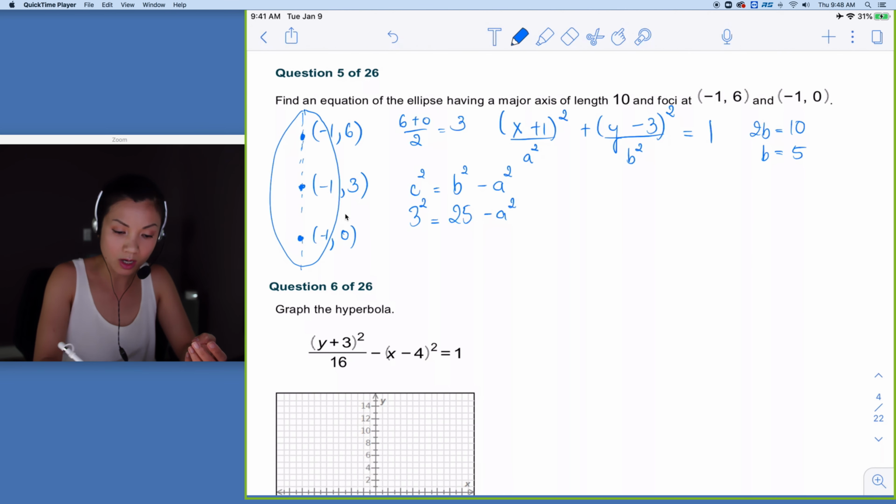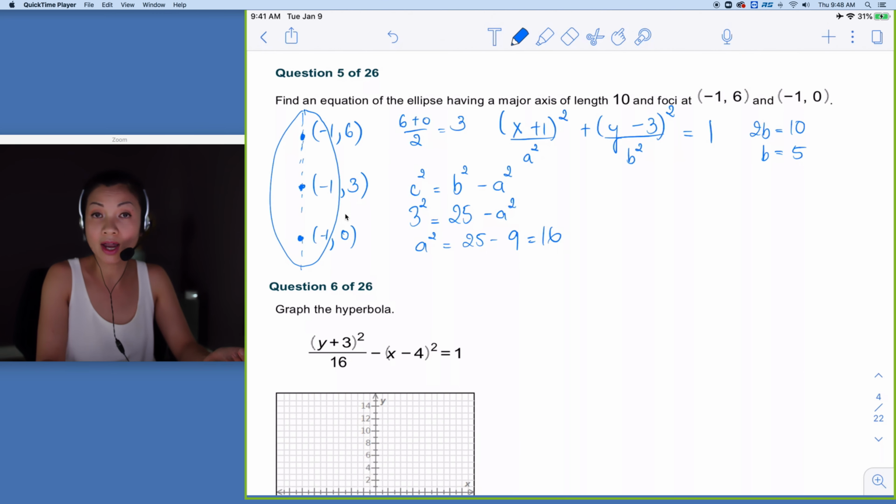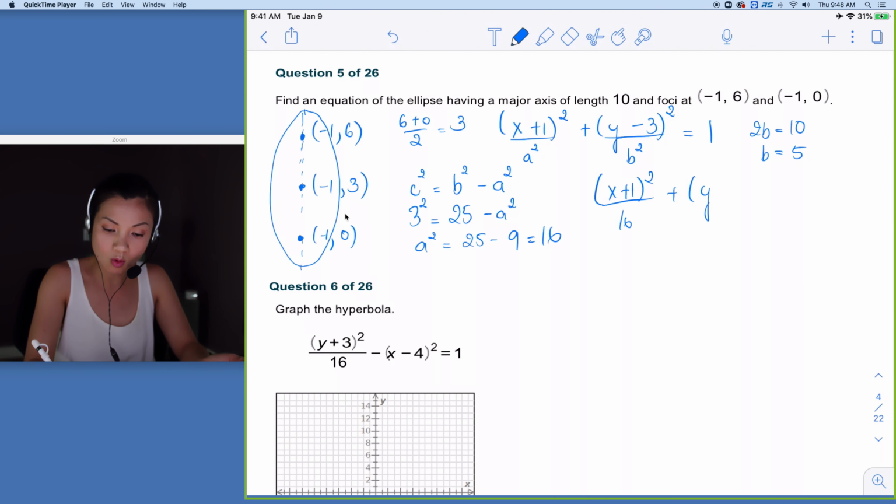Minus a squared. So what I have for a squared is going to be 25 minus 9, which is 16. So now I know a is 4. So we completed. So what we have is (x plus 1) squared over 16 plus (y minus 3) squared over 25 equals 1.